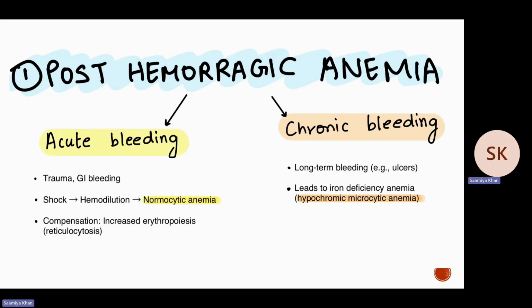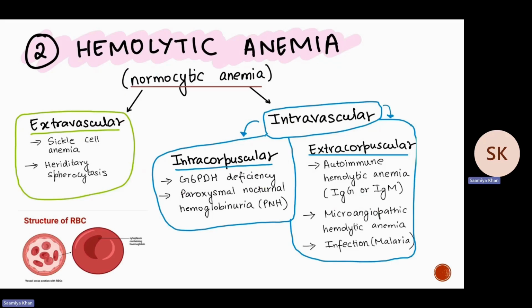In chronic bleeding, it's long-term bleeding, which can happen because of ulcers, maybe in your GIT, and that can lead to iron deficiency anemia, which is typically hypochromic microcytic anemia, which is small pale RBCs that we just discussed. The next classification was hemolytic anemia.